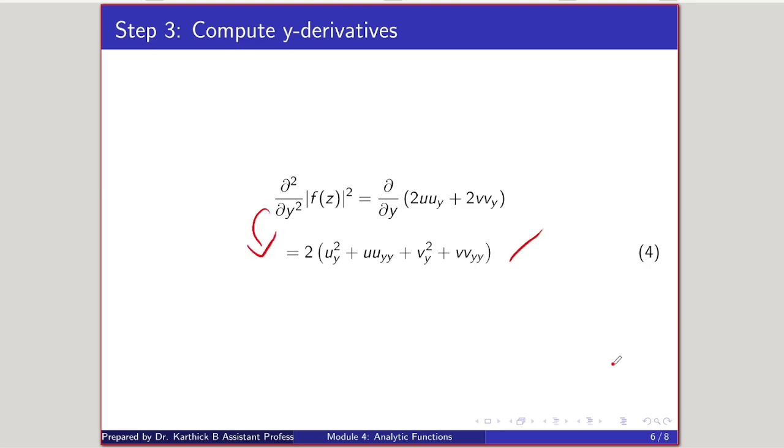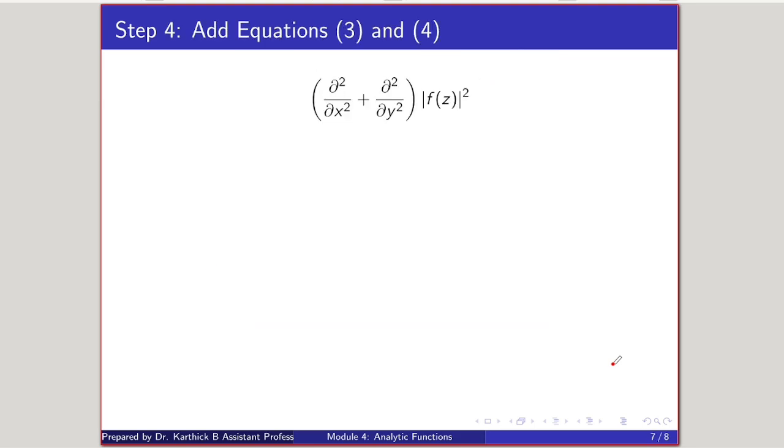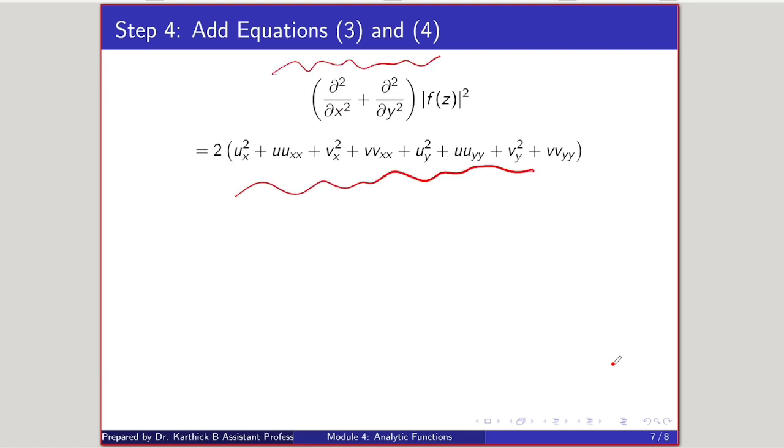And already in the previous slide, I have found the value of ∂ square by ∂x square with respect to the function modulus of f(z) whole square, which is equation 3. And here I am getting the result with respect to y as equation 4. So I will add up equations 3 and 4 to get the final result.